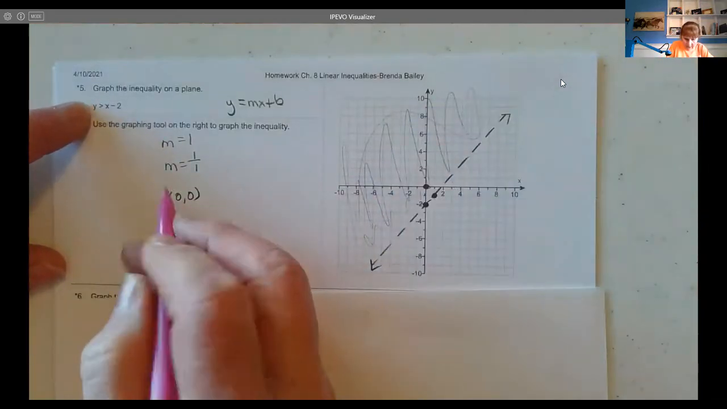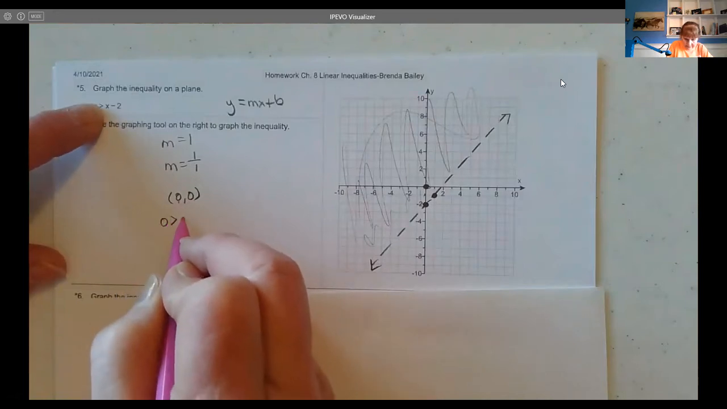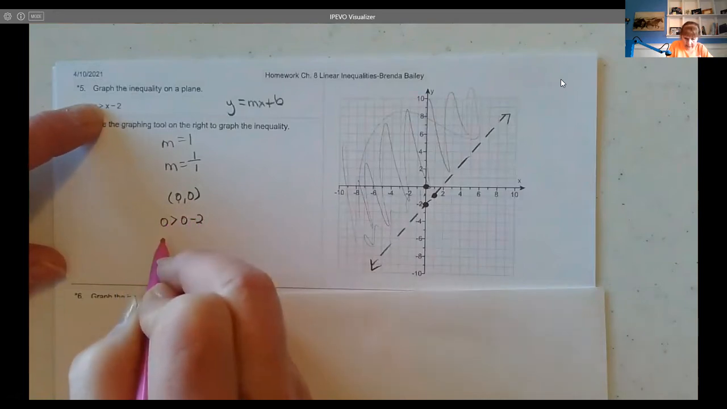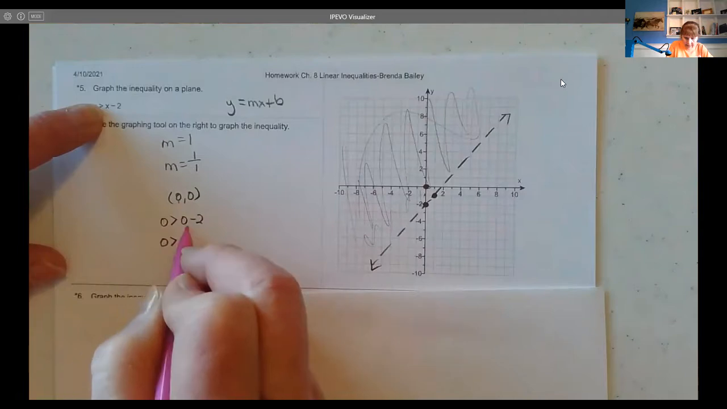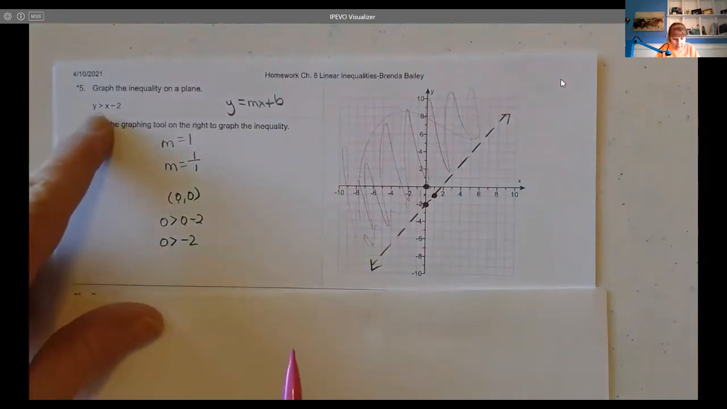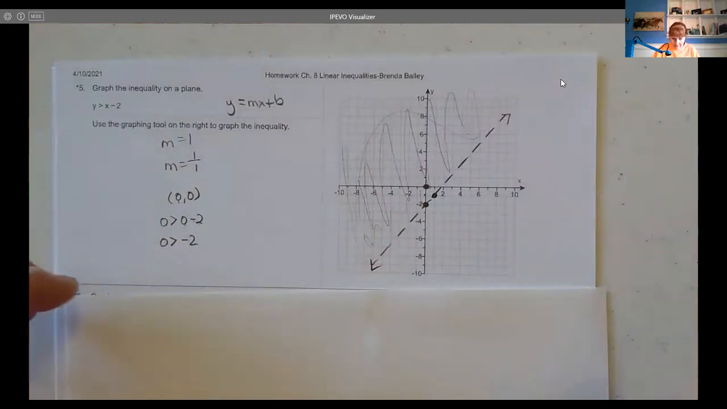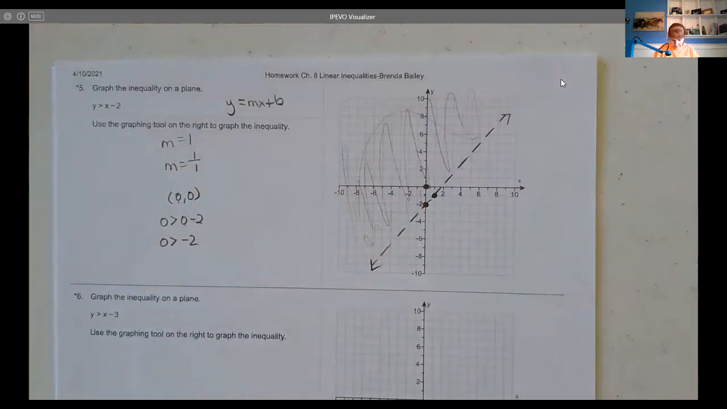So y is 0. X is 0. Is 0 bigger than 0 minus 2, which is -2? Is that true? Is 0 bigger than -2? Yeah, it is. So you shaded it correctly. So you have greater than, you're going to go above the line. Okay. All right. Let's try another one.